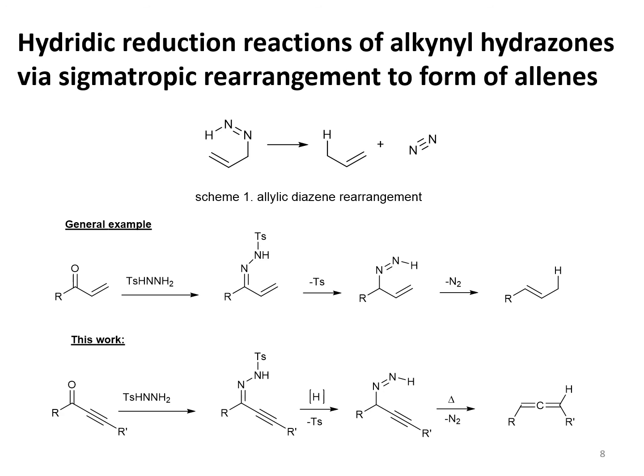Finally, we need to commence our allylic diazene rearrangement. And in order to achieve this, we take our newly formed hydrazone with the tosyl hydrazine and add in a reducing agent such as sodium cyanoborohydride. And this will form our alkyl hydrazine. This is then heated to execute the ADR, also known as the allylic diazene rearrangement. Once this is done, our allene will be formed.